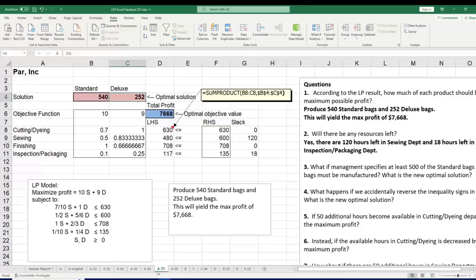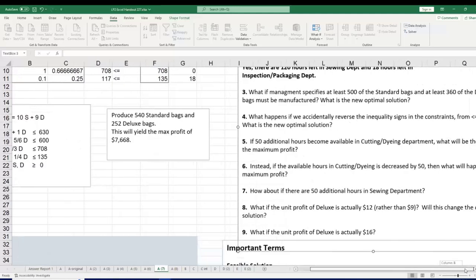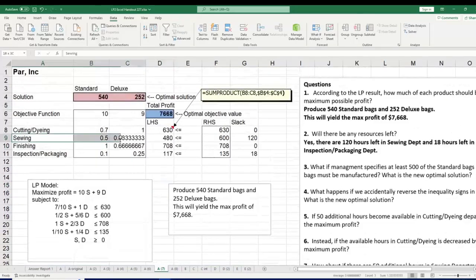Number 7, A7. Here it says, how about if there are 50 additional hours in the sewing department? Where's the sewing department? That's over here. So if this number is increased by 50, will it give us more profit? You think? No, you don't think so.